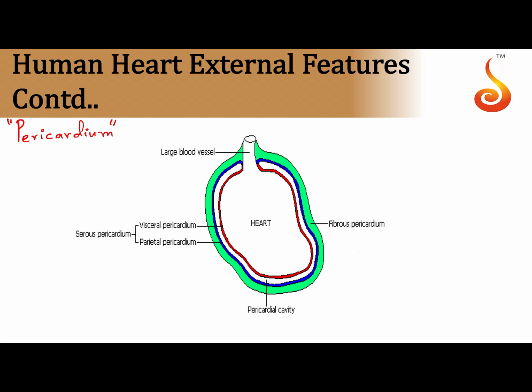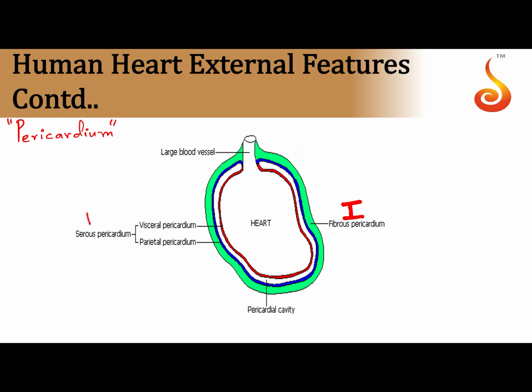The outermost part of the pericardium is referred to as the fibrous pericardium. So you can see this green colored membrane, and it is called fibrous pericardium because it is made up of white fibrous connective tissue. It has a lot of collagen fibers in it. So this outer layer of the pericardium is referred to as fibrous pericardium.